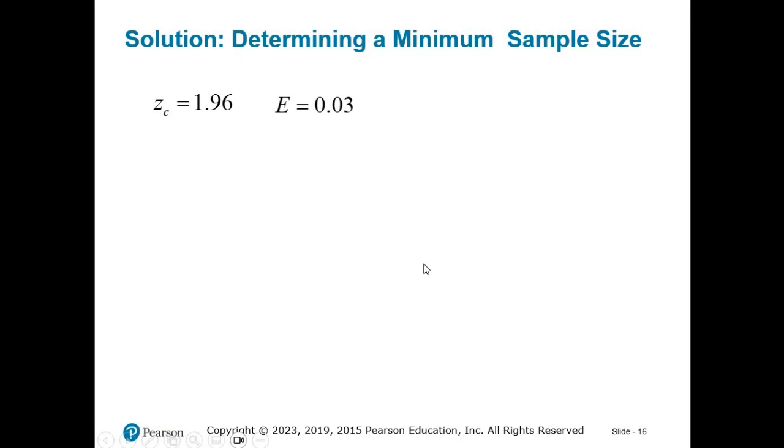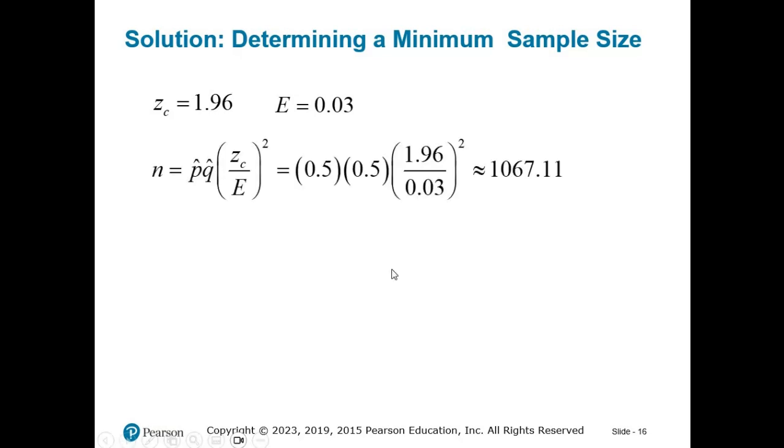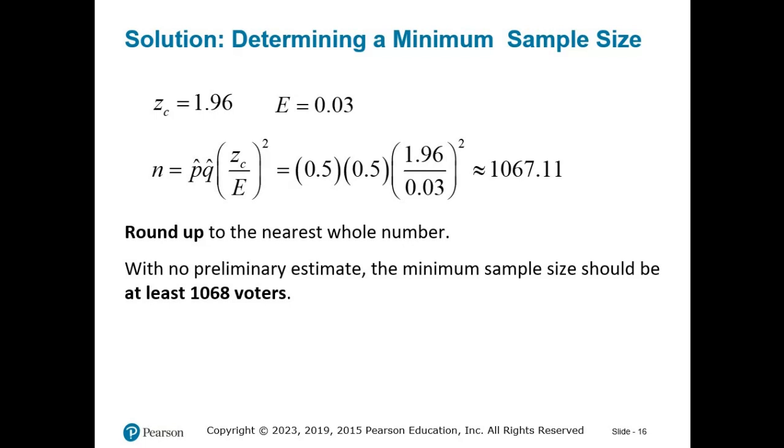Now we can do the formula for N. We have 0.5 times 0.5 times 1.96 divided by 0.03 quantity squared. We get about 1067.11. And because it's not a whole number, we round up, and with no preliminary estimate, the minimum sample size should be at least 1,068 voters. Great job. Let's do the second part.